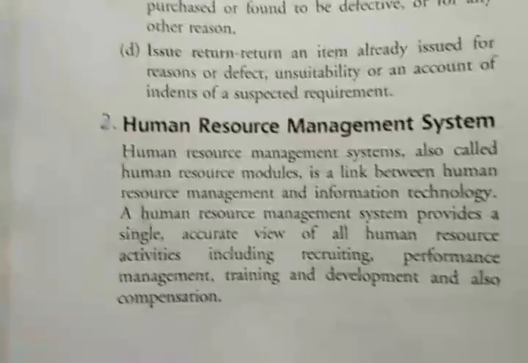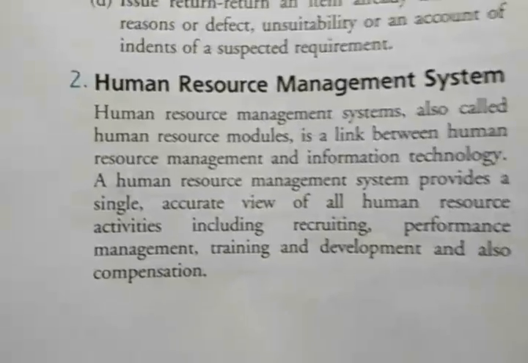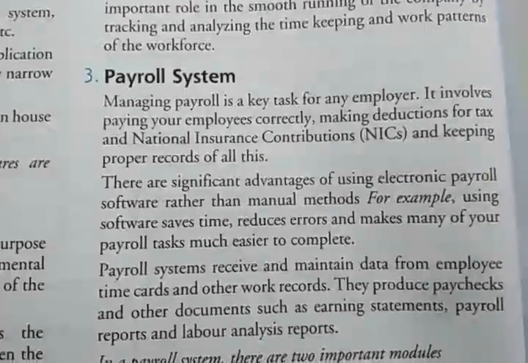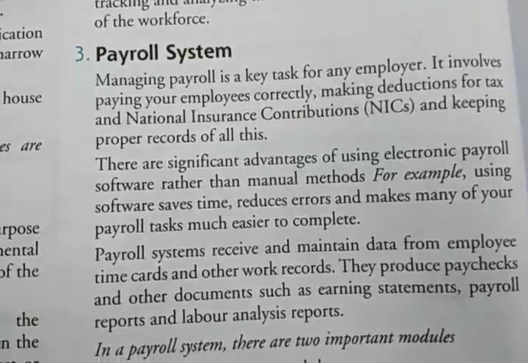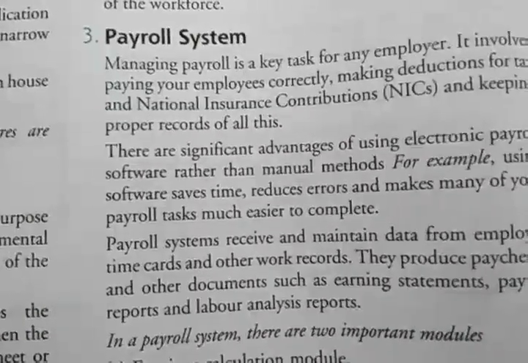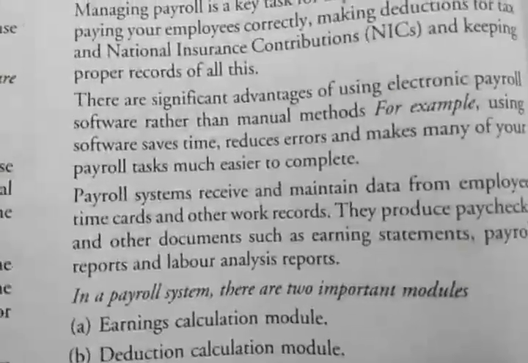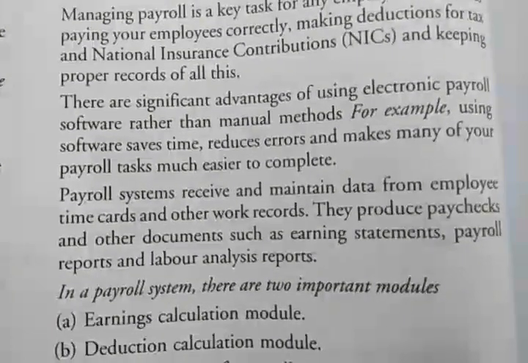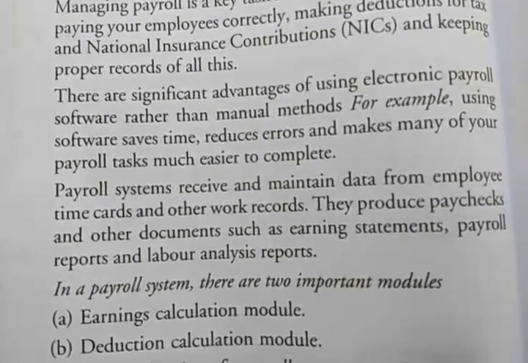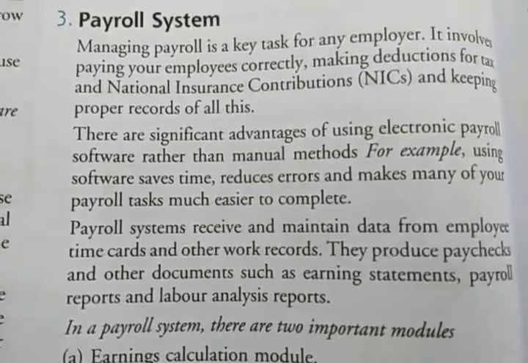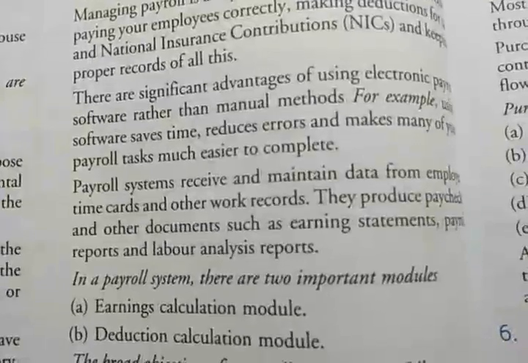And the next is human resource management software, so we can manage human responsibilities, work status, etc. The next category is the payroll system, in which we can make salaries, and we can calculate different types of allowances such as DA, HRA, PF, and so on. The payroll system receives and maintains data from employee time cards and other work records, in which we can also implement attendance and so on.